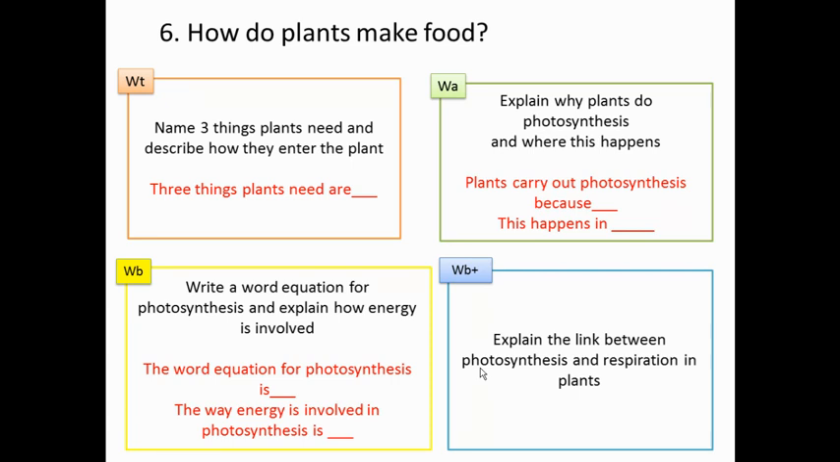Working at: explain why plants do photosynthesis and where this happens. Working beyond: write a word equation for photosynthesis and explain how energy is involved. And then explain the link between photosynthesis and respiration in plants for working beyond plus. So I've forgotten to put the pause symbol in the corner here, but we normally have 10 to 15 minutes for this in lessons. So give yourself the same amount of time. You can go back, rewatch to answer any questions you may have, because obviously we're not here to answer them for you. So 10 to 15 minutes. If you pause the slide, and then we'll go through answers. So pause it now.